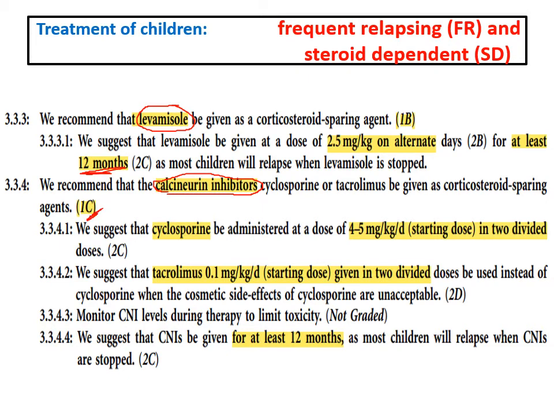Cyclosporin can be administered at a dose of 4 to 5 mg per kg per day in 2 divided doses. TAC can be used at a starting dose of 0.1 mg per kg per day, divided in 2 doses. The duration for CNI administration should be at least 12 months. Alkylating agents are usually given for between 2 to 3 months. Levamisole with CNI should be given for at least 12 months.